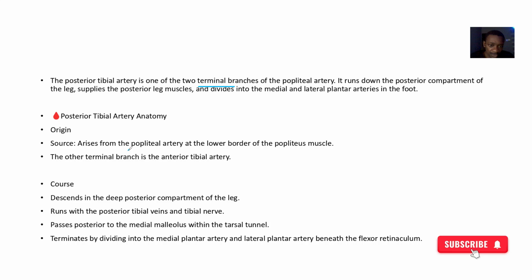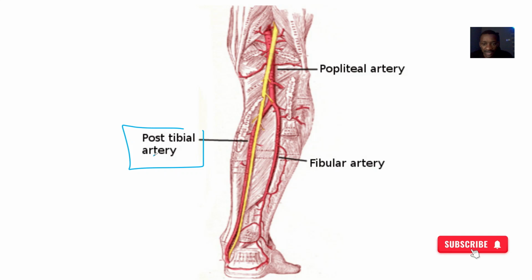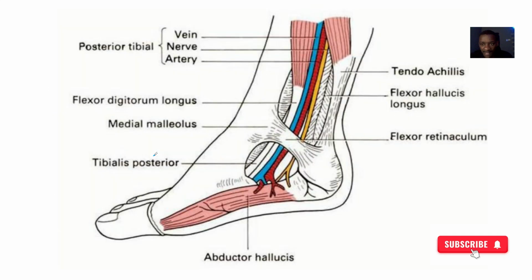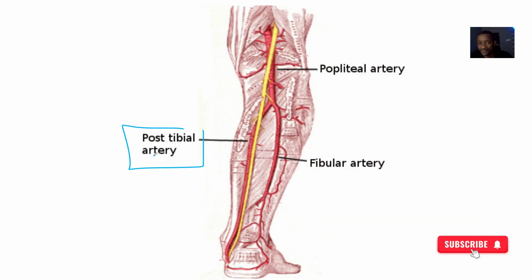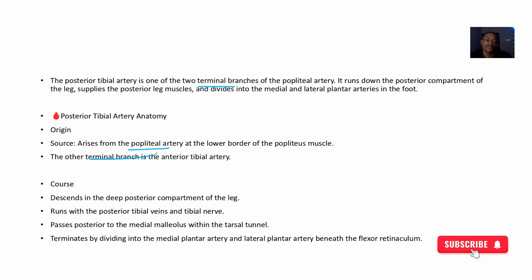It arises from the popliteal artery at the lower border of the popliteus muscle. The other terminal branch is the anterior tibial artery. It descends in the back side of the leg, that's the posterior compartment of the leg. It runs with the posterior tibial veins and the tibial nerve.